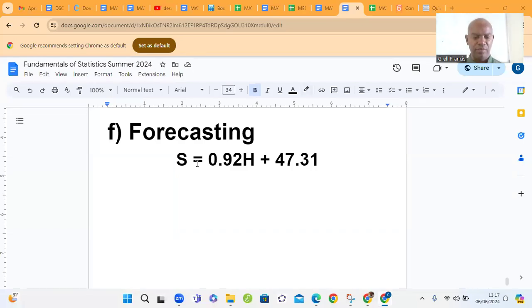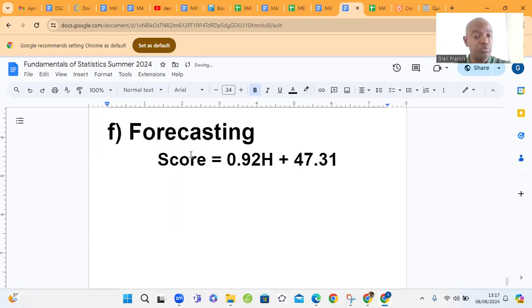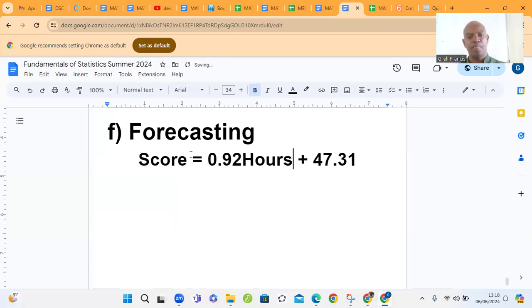Now, we can recall from a previous video that this is the equation that we obtained, that we modeled using linear regression. S stands for score. You can actually write the word, you don't have to use S, you can write the entire word, or you can translate it to a letter S, words to symbols. You can use the word itself, it doesn't matter. Score is equal to 0.92 times hours. So to calculate score, to predict score, to forecast score, you can use hours, score in terms of hours.